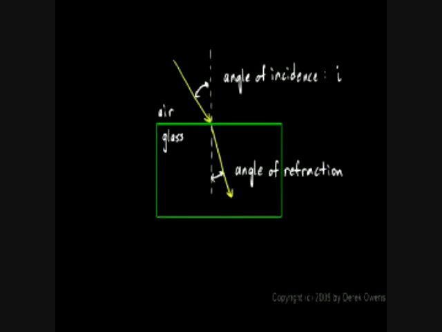Commonly represented by the letter R. Now, why does the light bend when it goes into the glass? You can understand that if you understand that light changes speed.